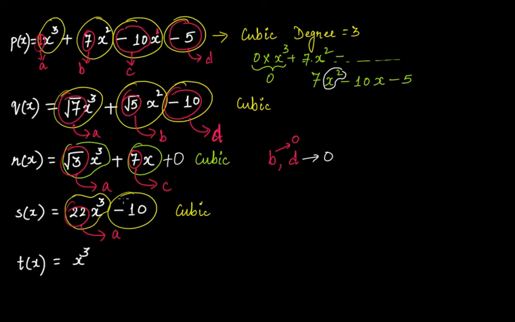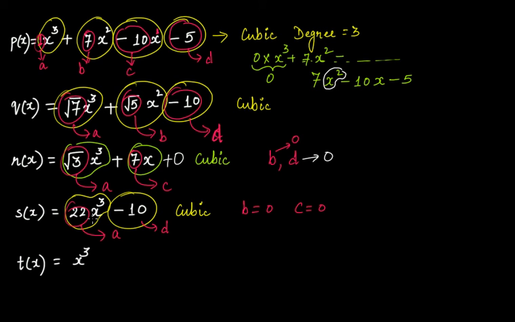Now the term which contains x squared is missing. It means that b is equal to 0. The term which contains x with exponent 1 is missing. It means that your c is also 0. Minus 10 is d. So you have a and d, but b and c are missing. Here b and d were missing.